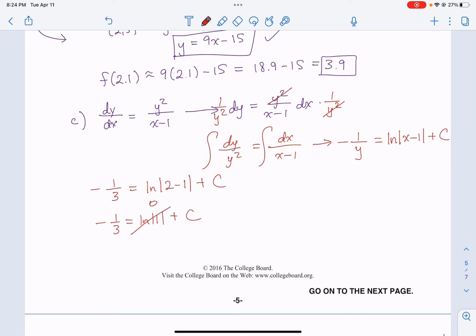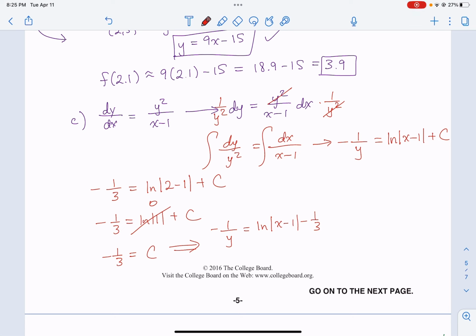ln of e is 1. So those two on the non-calculator parts, you can see with your own eyes. They show up. They expect you to know that. And so we get that c is equal to negative 1/3. But that's not the particular solution. The particular solution is when we solve for y and plug in this constant. So let's put all this in. We get ln of x minus 1, minus 1/3.